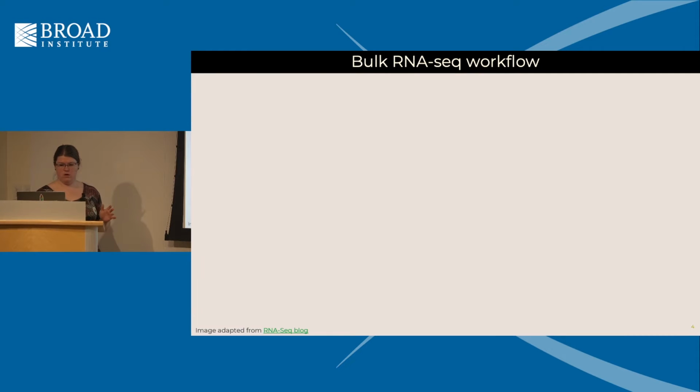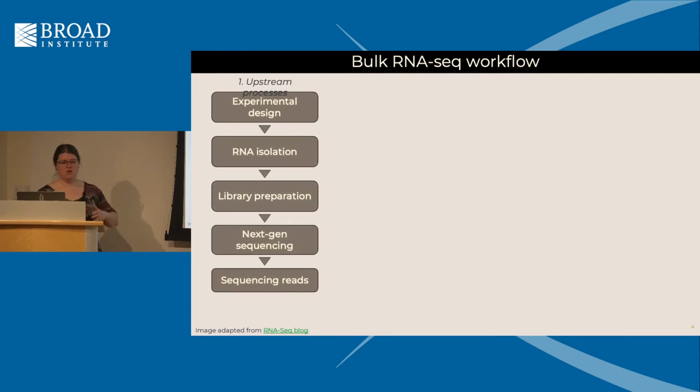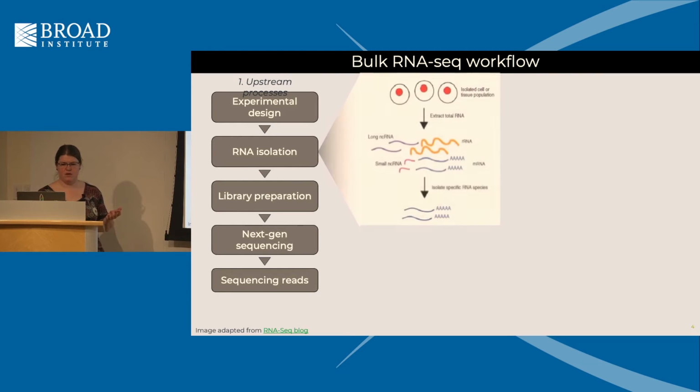Okay, so here's the workflow for bulk RNA sequencing. So here's all our upstream processes. You've got your experimental design, you've got your material, you isolate RNA from it, you prepare a library, you do some kind of sequencing. It's funny, it's just sequencing now, but at the time we called it next generation sequencing. And you get your reads back, generally in a FASTA format or a FASTQ format.